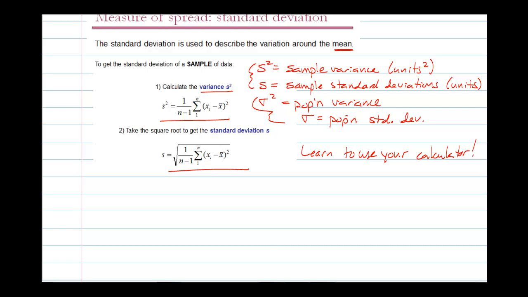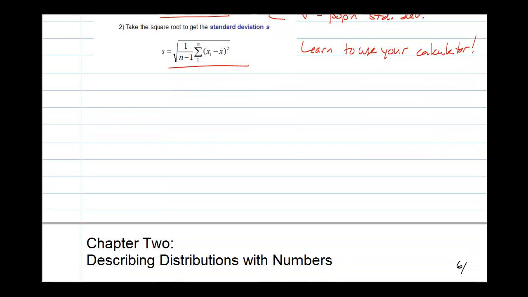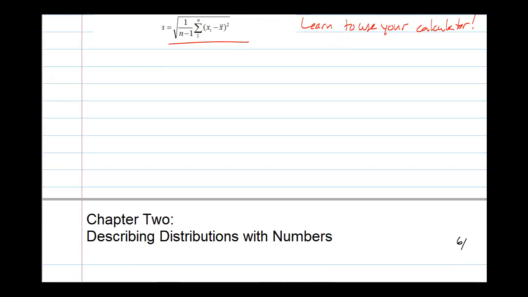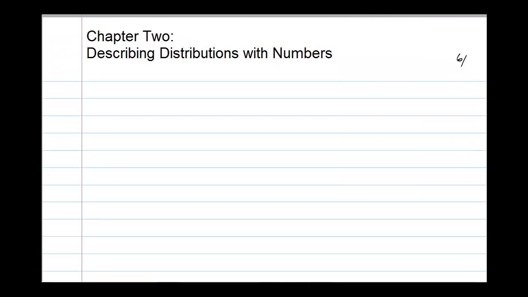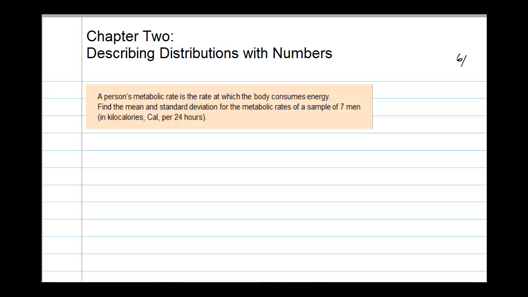Now we're going to do one of these by hand, and we might actually do another one by hand on a test or a quiz. But to get us started here, let's just go ahead and look at an example. We're going to need plenty of space, so I'm going to move down here a little bit. For this example, we're looking at a person's metabolic rate, which is the rate at which the body consumes energy. We're going to look at a data set of a random sample of 7 men. And we want to find the mean and the standard deviation of these metabolic rates for these 7 men.